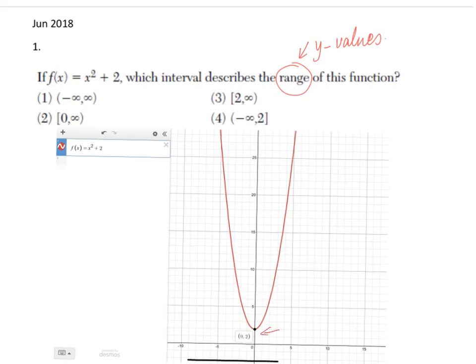2 is our value, our starting value, and it's going on till infinity. So it includes 2, but it goes on till infinity. So answer choice 3. 2 is included, and infinity, it's not a value in itself, it's a large value, but we don't know what it is. So you can never reach infinity. So therefore answer choice 3.